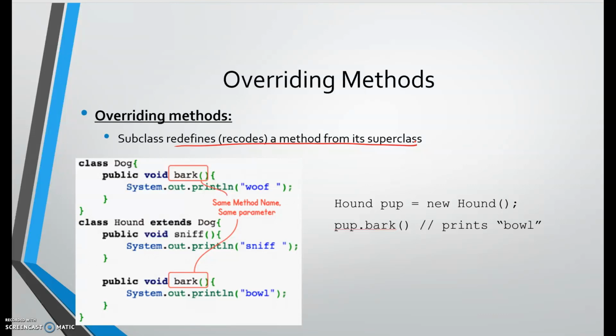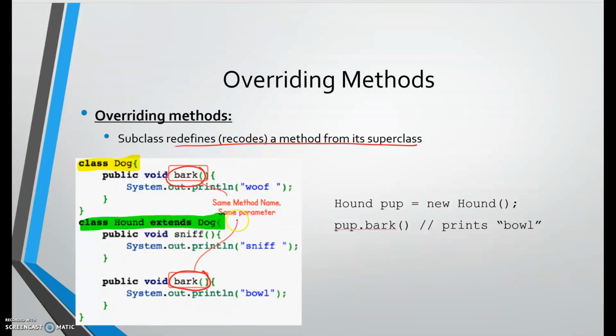Okay, so now let's get back to the specific example. So here I have a class called dog, and then I have a class called hound, which extends dog. So we can tell that hound is the subclass of dog. So what does that mean? That means that the hound class has everything that dog has and more. And since dog happens to have a method called bark, then so does hound. However, we can see here that the bark method has been redefined.